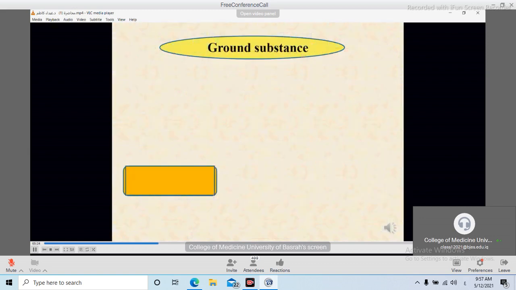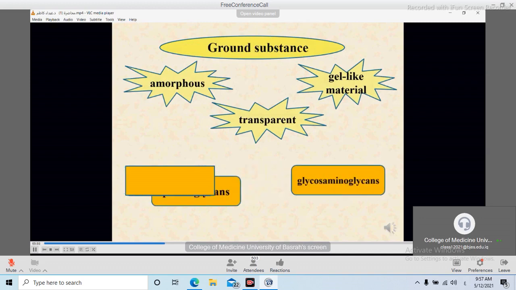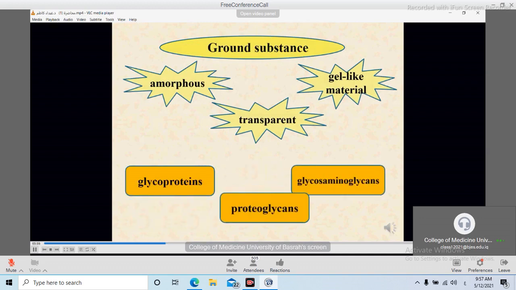The fibers and cells of connective tissue are embedded in an amorphous material that is called ground substance. The ground substance is an amorphous, transparent, and gel-like material composed of a mixture of macromolecules. These are glycosaminoglycan, proteoglycan, and glycoprotein that differ in amount and type in different types of connective tissue.